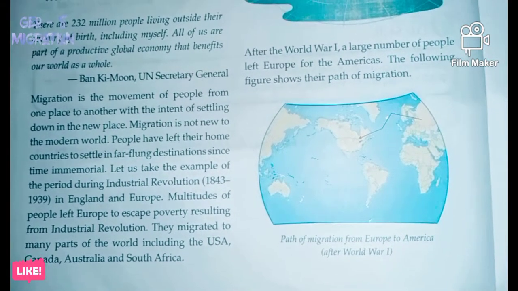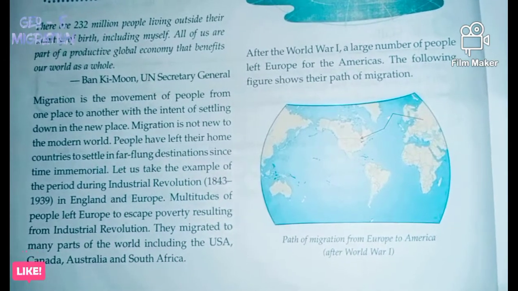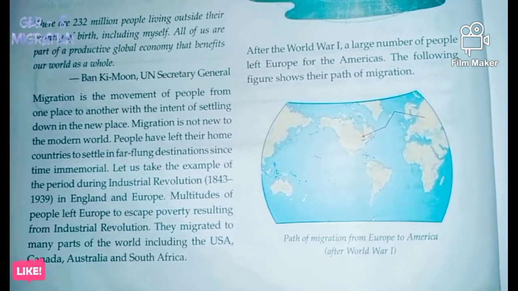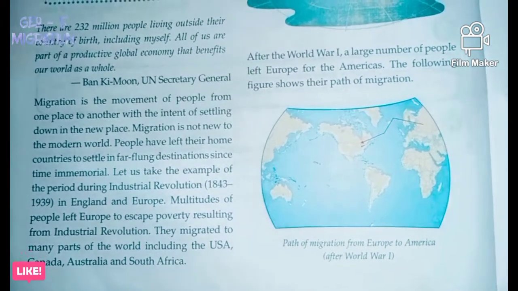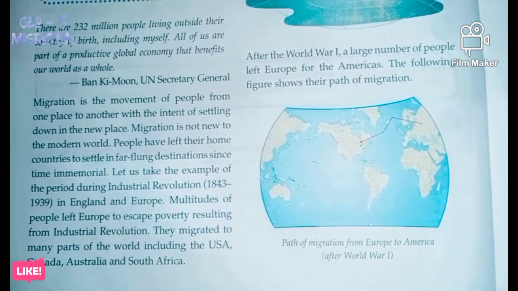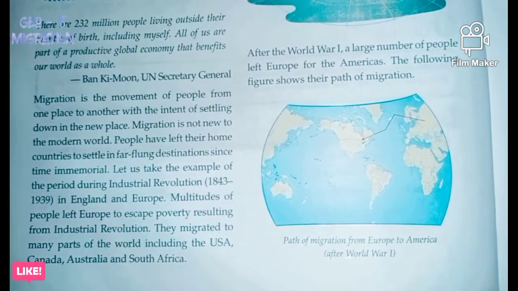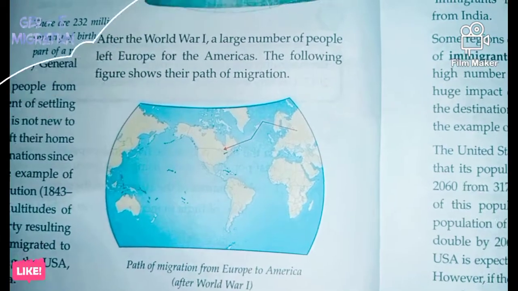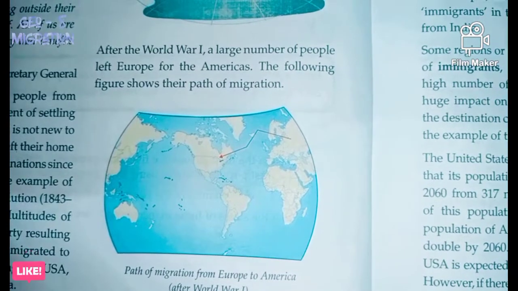This is not the only cause, there are many causes, and that we are learning in detail in this chapter. So the definition of migration is what? The definition of migration is the movement of people from place to place in order to settle there permanently. An example will let you understand that people have been migrating from the ages.